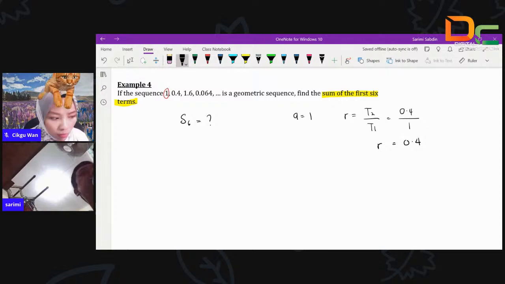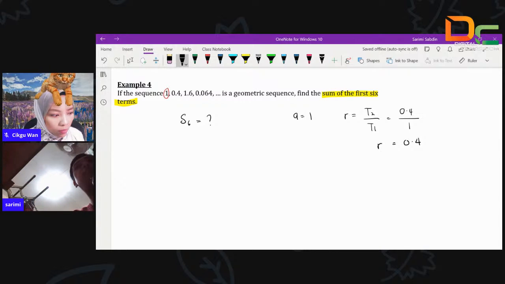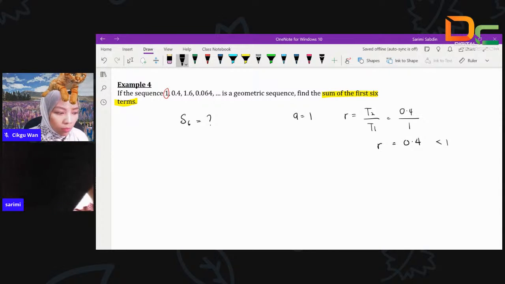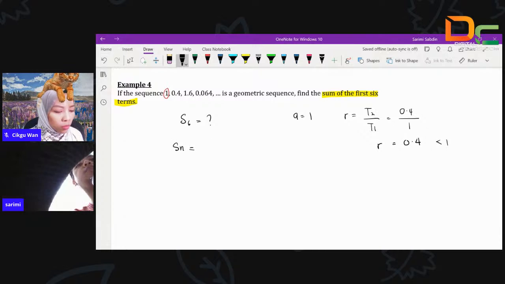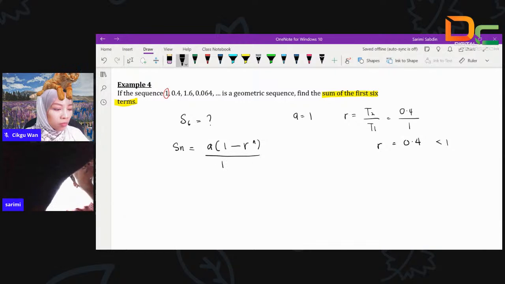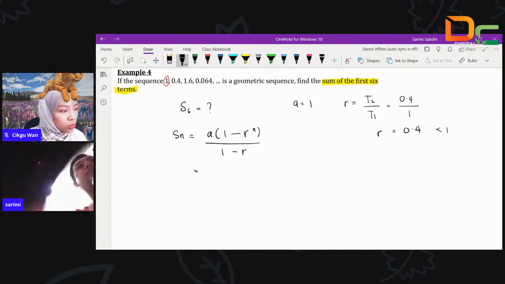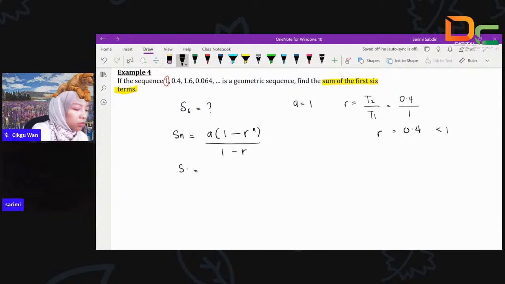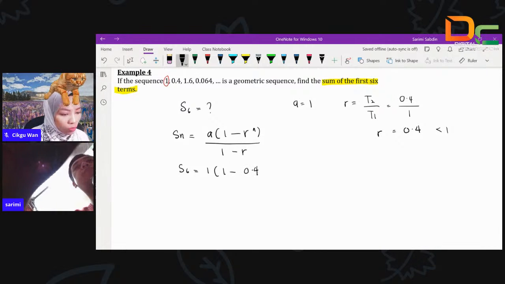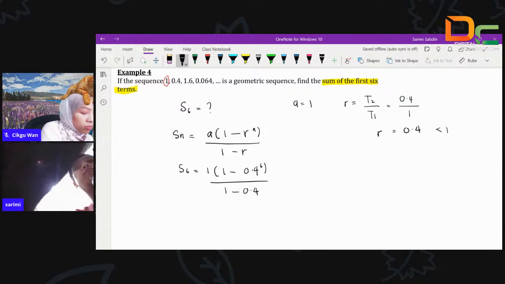So what's left is just substitute into the formula. Since Sn has two formulas, we need to refer to the value of R. So R here is less than 1. That means we need to use this formula: Sn is equals to A times 1 minus R to the power of n over 1 minus R. So n is 6, A is 1, so 1 minus 0.4 to the power of 6 over 1 minus 0.4.